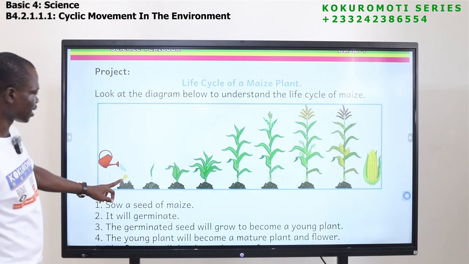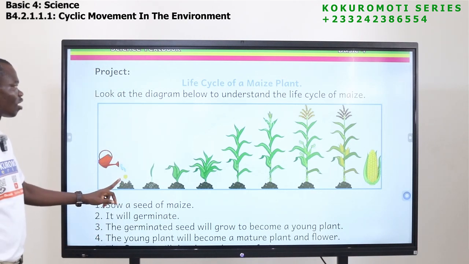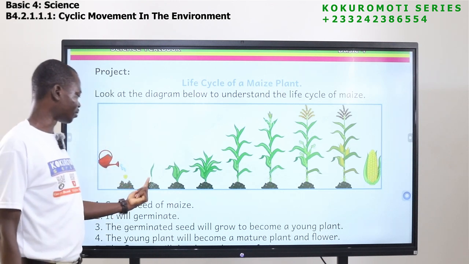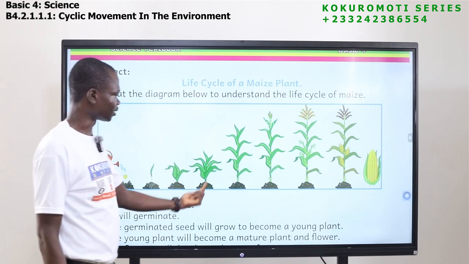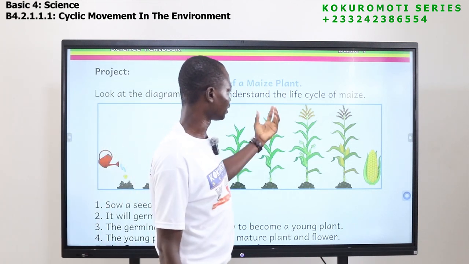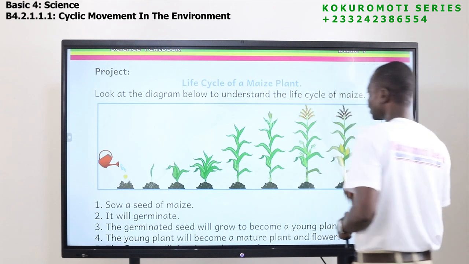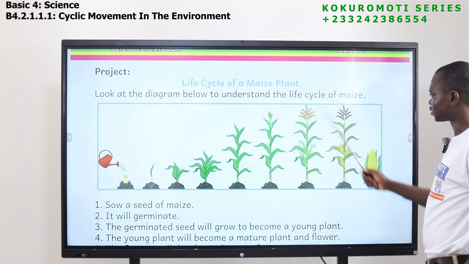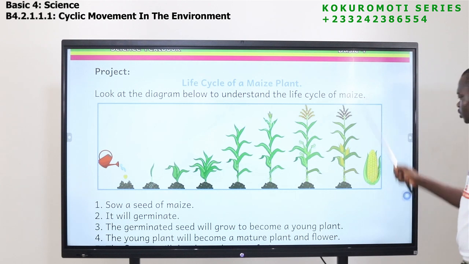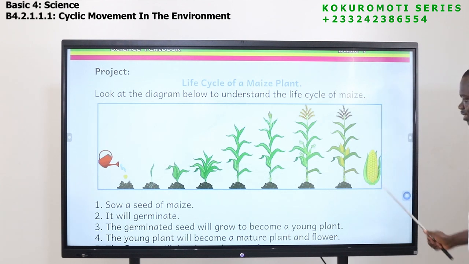We see a seed of maize. Now, the seed has germinated. Look at the plants. The plant is gradually going up. At this point, the plant has developed tassels. Here, now we see the fruits here. The fruit is ready. Harvesting has taken place.